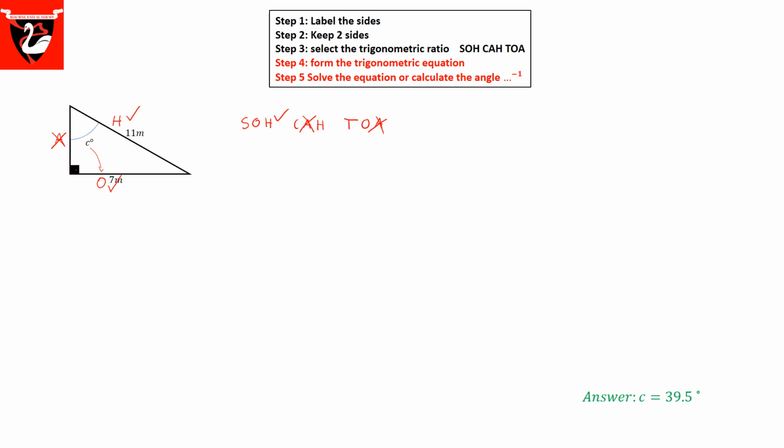I'm now ready to write my equation, which is going to be sine of the angle, but this time we don't know the angle, so we need to write the letter in the angle's space within the sine. So sine of C equals O, which is 7, over H, which is 11. And this time it's a little bit trickier because we basically need to get the value of C, the value of the angle, knowing sine C. So we need to undo the effect of sine.